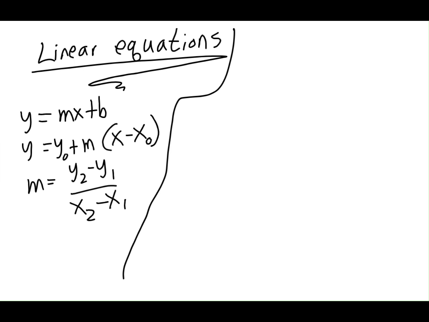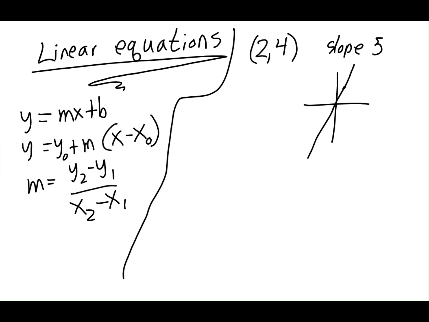So let's find an equation of a straight line that goes through the point (2, 4) and has a slope of 5. We want to find an equation that goes through this point and has that slope. We could graph it just to see what's going on. (2, 4) is right here, and it has a slope of 5, something like that, right? But what's the equation?